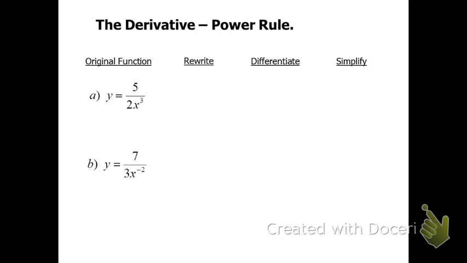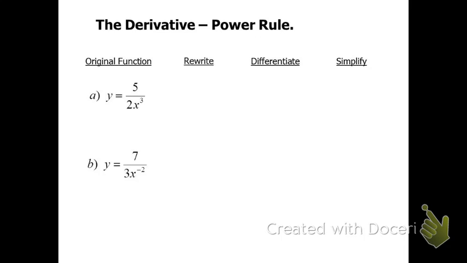Now, some uses of the power rule. For example, if you have these functions, in letter A, y equals 5 over 2x to the third, or in the second example y equals 7 over 3x to the negative 2, then I'm going to use the power rule to find those derivatives, but in this case you have to do something else. One more step, just one more step. What's that extra step that you're going to do here?